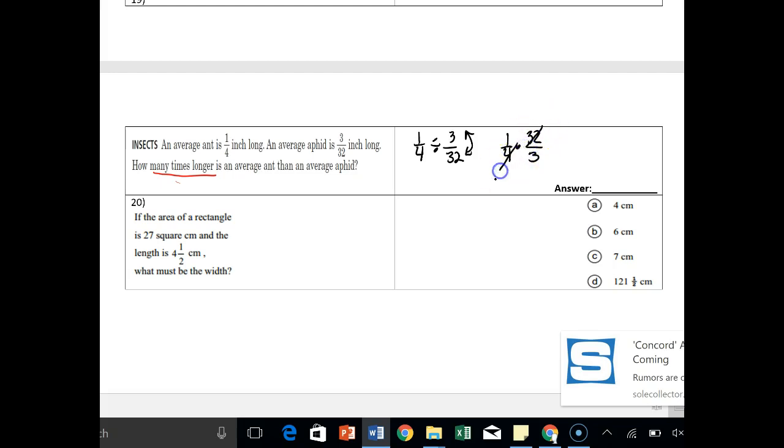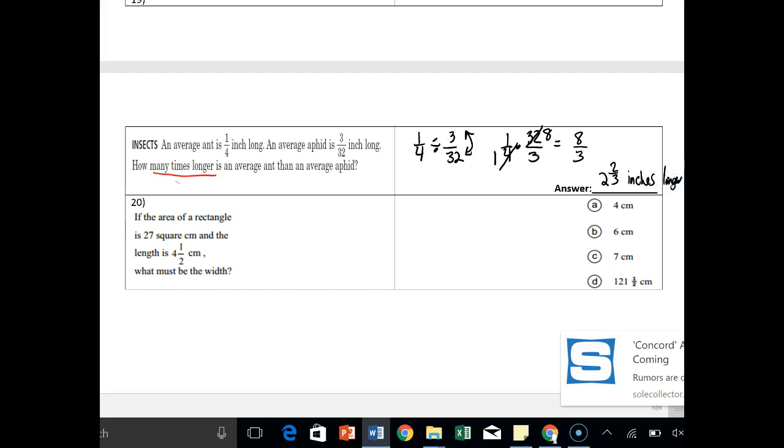We can go ahead and cross cancel this. 4 divided by 4 is 1. 32 divided by 4 is 8. So we get 1 times 8 is 8. 1 times 3 is 3. As a mixed number, that goes in there 2 times, which is 6 with 2 left over. 2 and 2/3 inches longer.